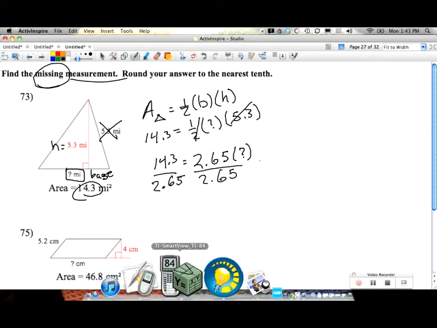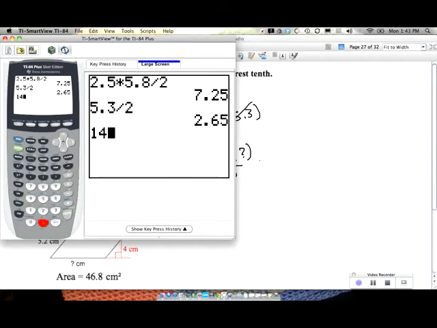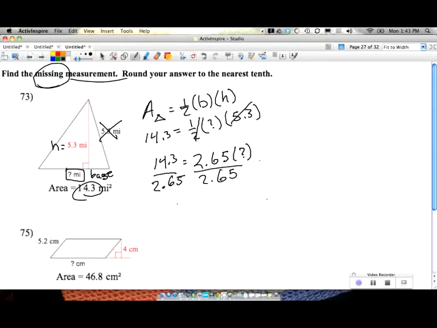So I'm going to have 14.3 divided by 2.65. Let's see what we get. 5 point, a whole bunch here. So 5.3, 5.4. So the height is equal to about 5.4. And I should actually say this is approximately, because it's not exactly equal, but it's pretty close. All right, this next one.